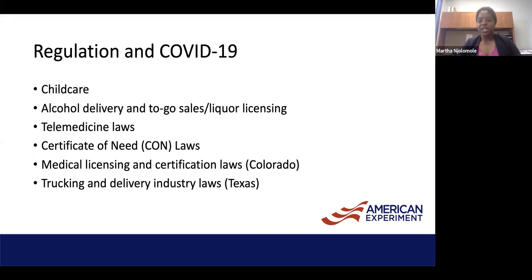Good news also with telemedicine. We've seen states allowing people in their state to access medical services from other providers remotely.